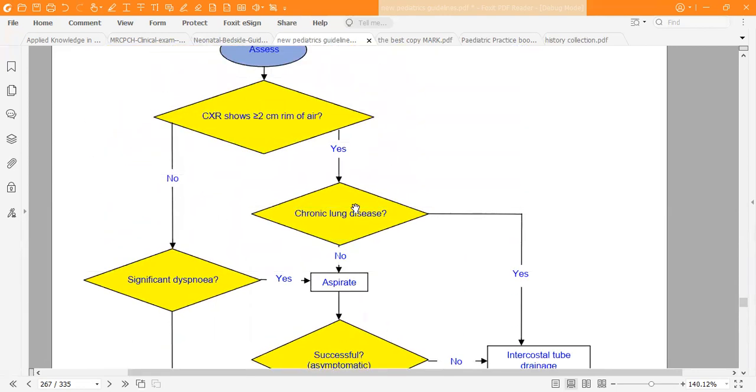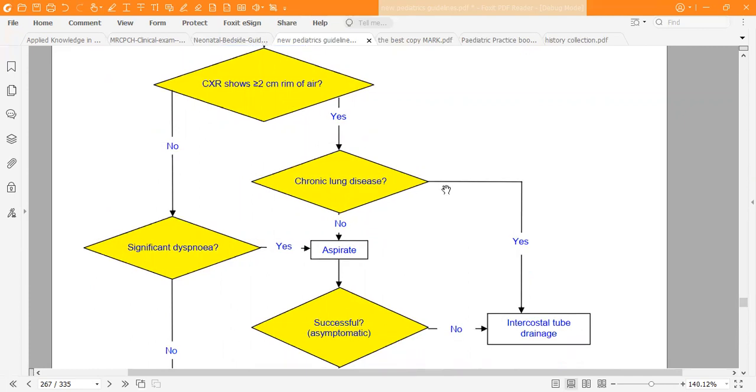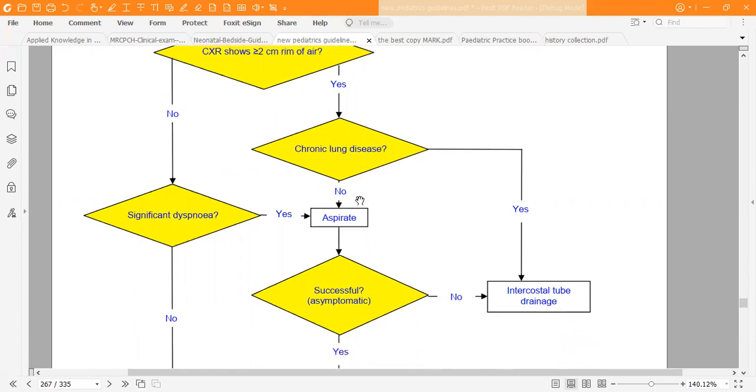Okay, so on here, if there is a rim of air more than 2 centimeter and there's chronic lung disease, we have picked already yes. Now we're going to pick a no. You have a rim of air, but there is no underlying lung disease or any chronicity of lung disease. No, you will aspirate as long as you have a rim of air.